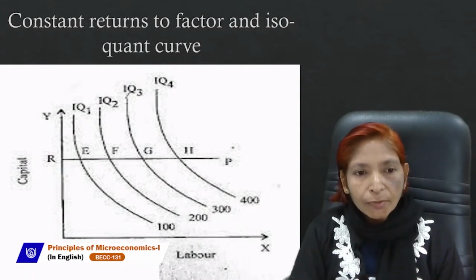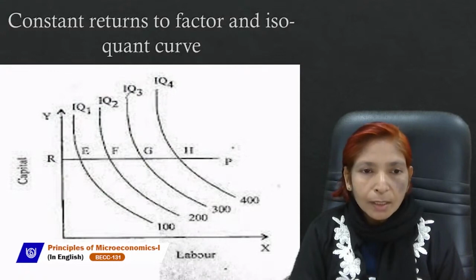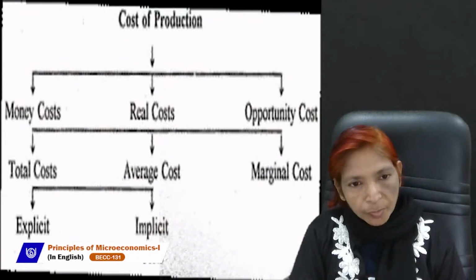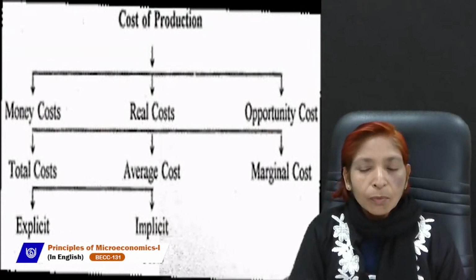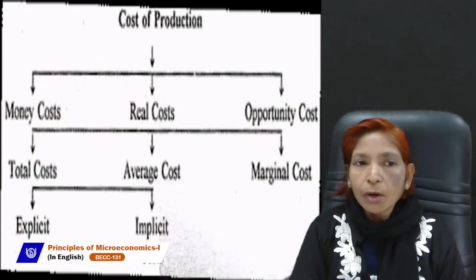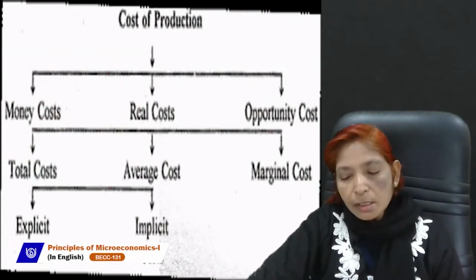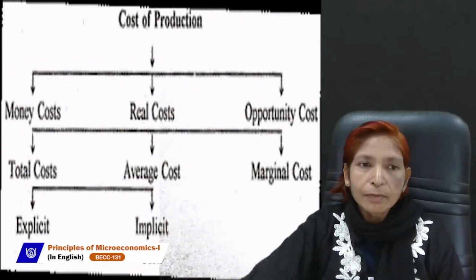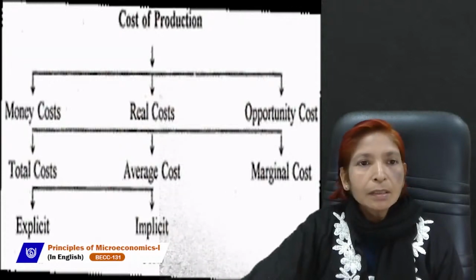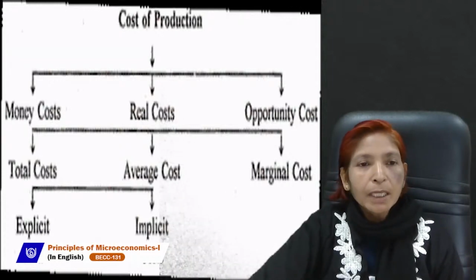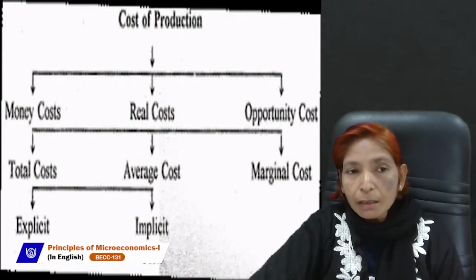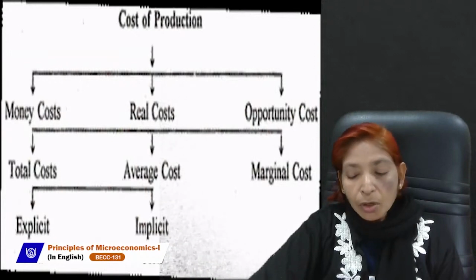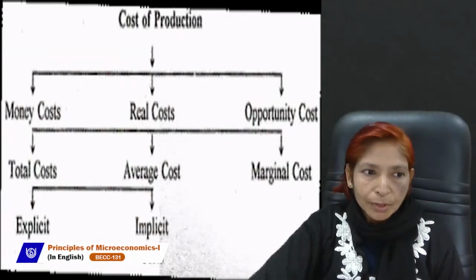So this was the topic of production function or isoquant curve analysis. Now the next topic is cost of production. First of all, you must know what cost is. The cost is the money expenses incurred in the production of goods and services. So cost is the money expenses or expenditures incurred, which is necessary. A producer always uses cost while producing the output.